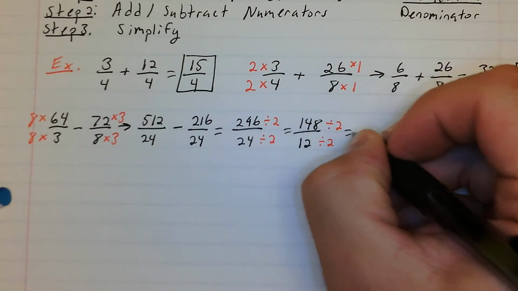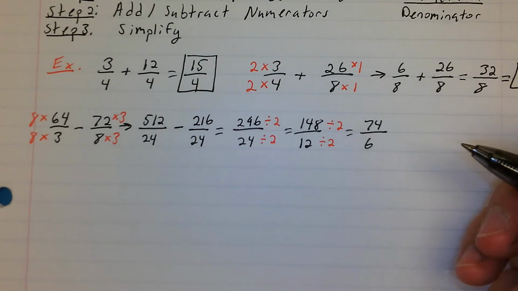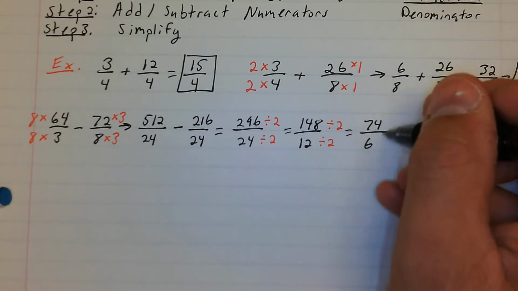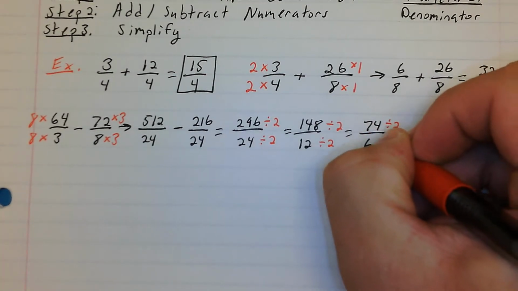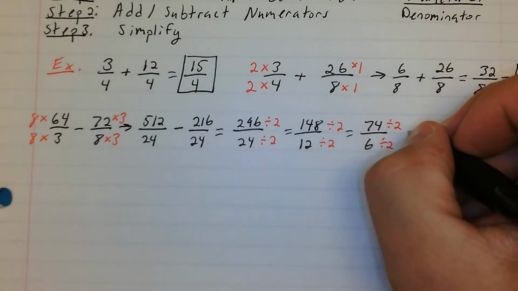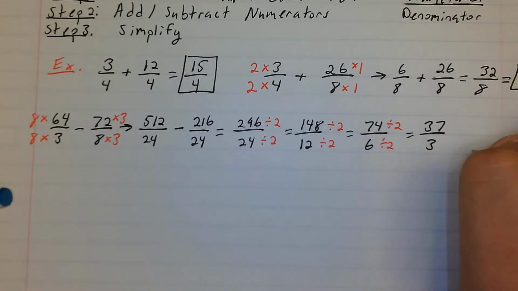148 divided by 2 is 74. 12 divided by 2 is 6. Okay, I'm still not done. Why? Because they're still both even numbers. So I can still divide them by 2 again. Well, 74 divided by 2 is 37. 6 divided by 2 is 3.